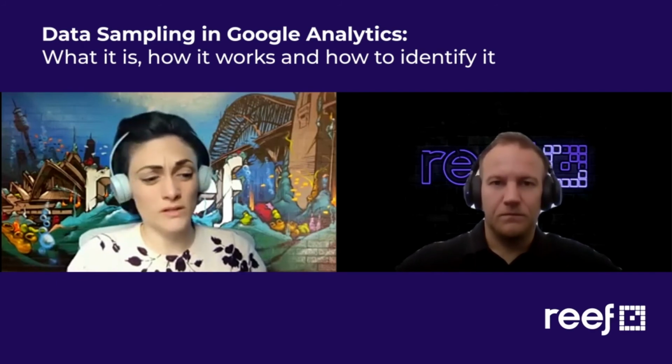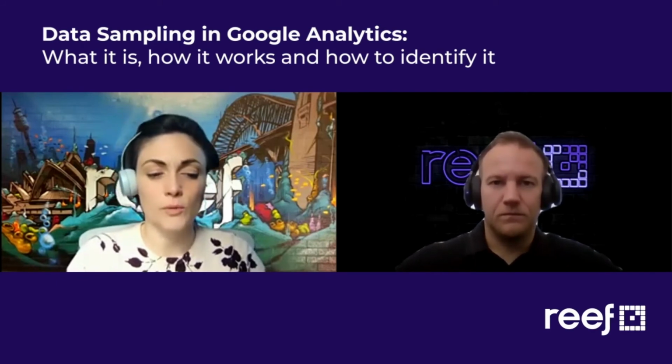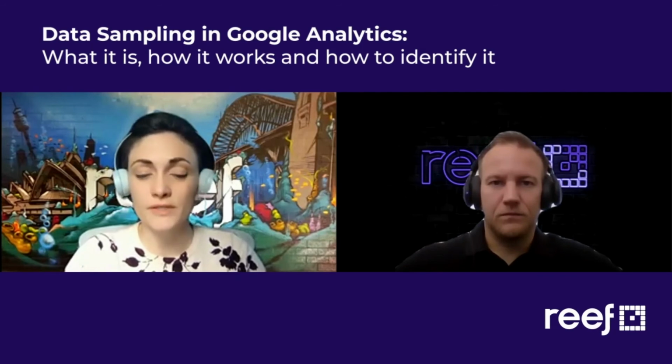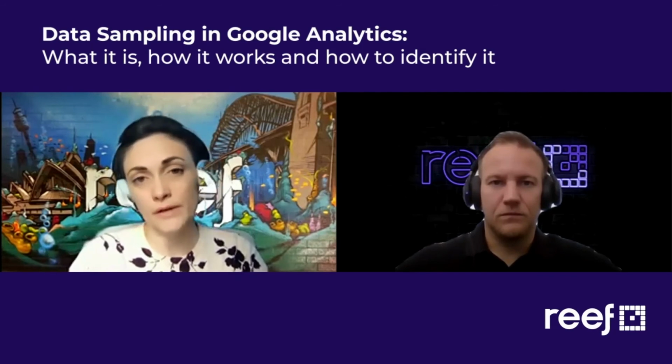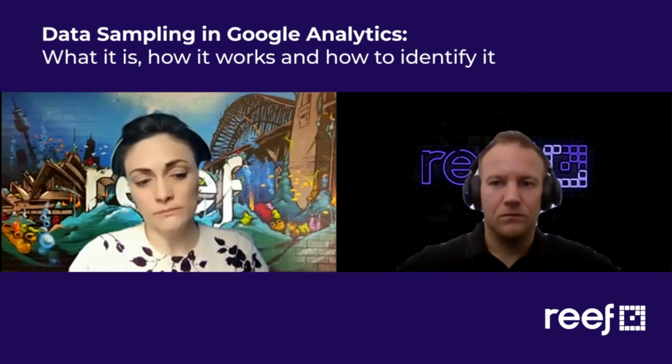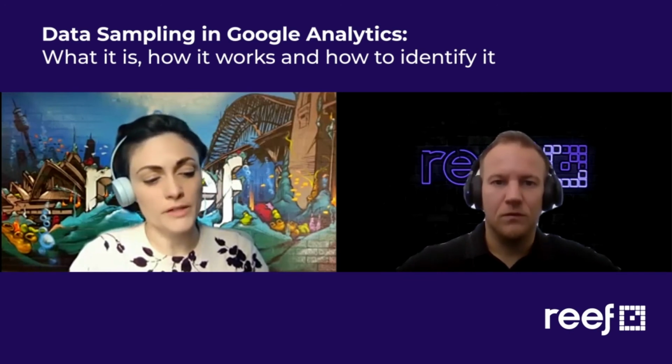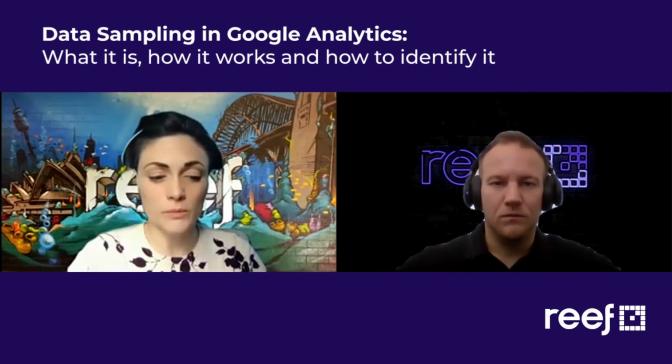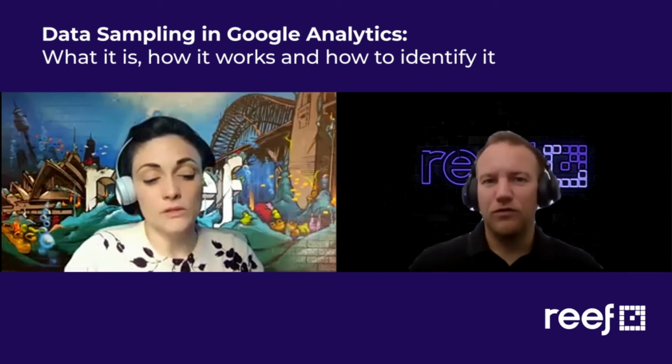Some other ways include finding ways to break up your reporting so that you try and keep the number of sessions per report under 500,000. That way you're sure to see only unsampled data. Or export all of your data to a third-party tool, and then you can manually recreate your report. So any final thoughts on data sampling to wrap this up?